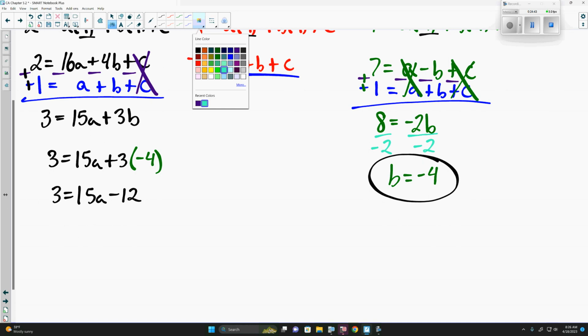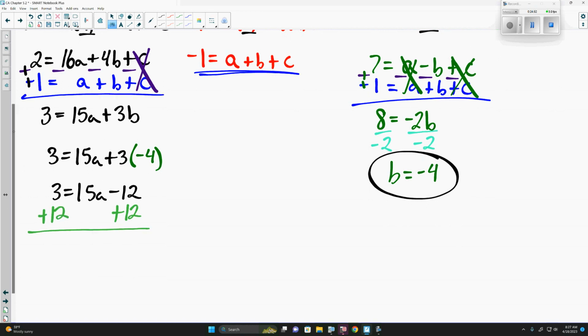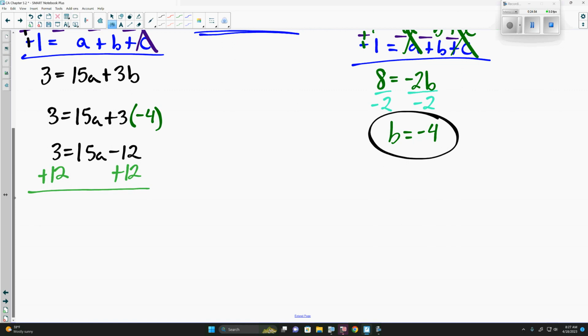At this point here, we can add 12 to both sides, telling us that 15a is equal to 15. At this point here, we would divide both sides by 15, telling us a is equal to 1.